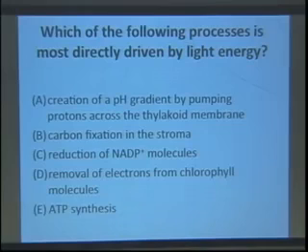And again, that's a consequence of that electron transport chain that's triggered by light energy, but it's not the most direct thing that happens, right? The most direct thing that happens, the first thing that happens is the excitation of chlorophyll.